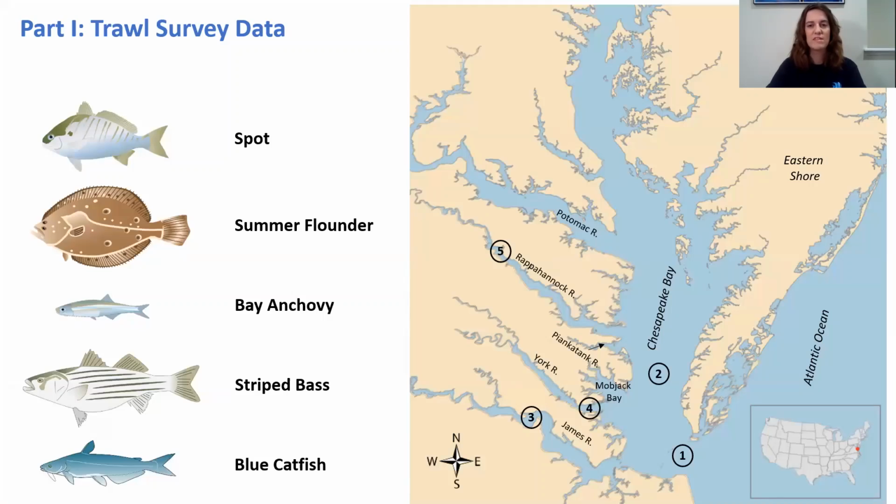There are two main parts to this activity. In the first part, students will use mock data from an actual fishery survey to study how the abundance of 5 common Chesapeake Bay fish species, spot, summer flounder, bay anchovy, striped bass, and blue catfish, can vary among habitats around the bay. Students will work in groups to process a trawl sample from one of 5 survey sites, either in the main stem or one of the tributaries in the lower bay.